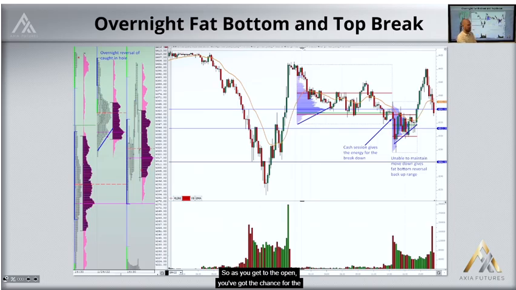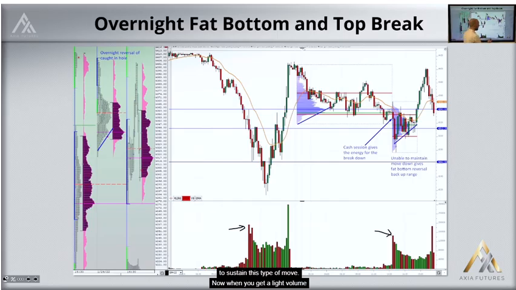So as you get to the open, you've got the chance for the move. So you've got the volume comes in, this gives us a drive, but note the volume here. Yes, compared to what's happening in here, it's decent. But compared to what you're normally expecting, look at the volume on the previous open, we're much, much lower. That's the problem. And this is what I mean by you need sufficient volume, sufficient energy on the break to sustain this type of move.